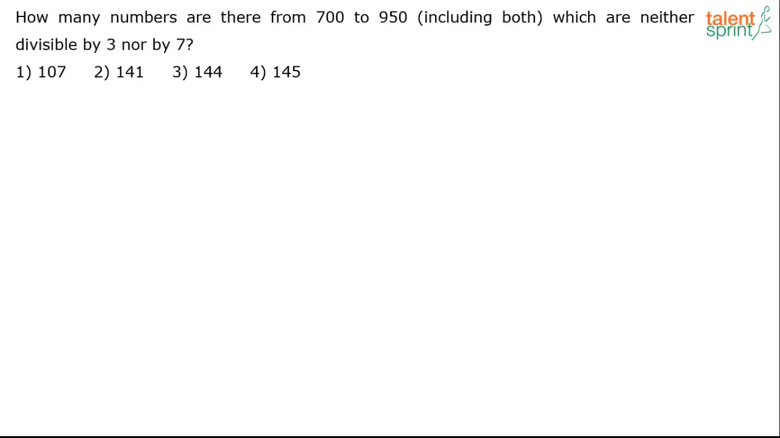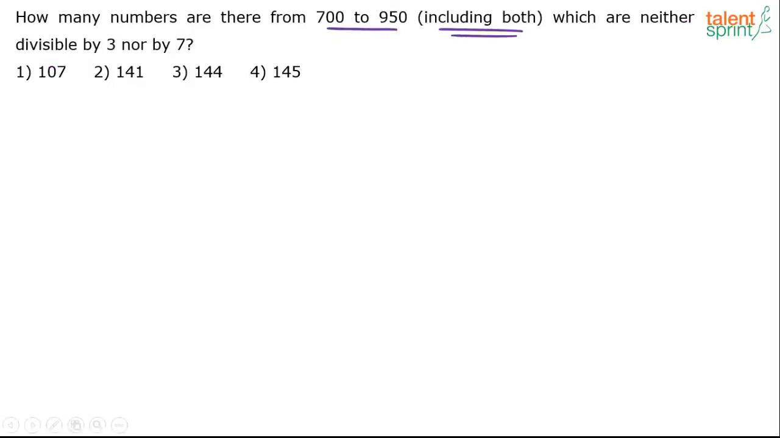Alright, so time is up. I think others are not getting it. So let's solve this now. Here we go. How many numbers are there from 700 to 950, including both, which are neither divisible by 3 nor by 7? So simple one-line question. He's asking us to find out the number of numbers.